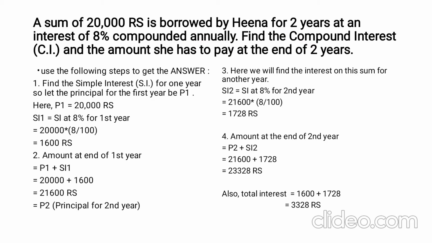A sum of 20,000 rupees was borrowed by Hina for 2 years at an interest of 8% compounded annually. Find the compound interest and the amount she has to pay at the end of 2 years. Well, we will use the following steps to get the answer. Find simple interest for 1 year, so let principal for first year be P1. Here P1 is equal to 20,000 rupees.